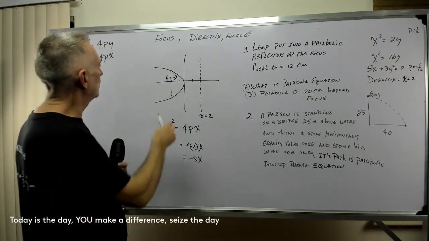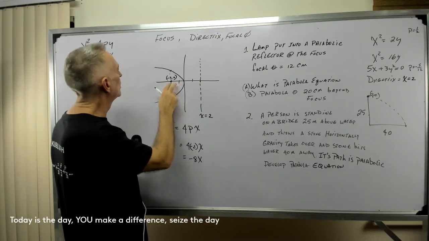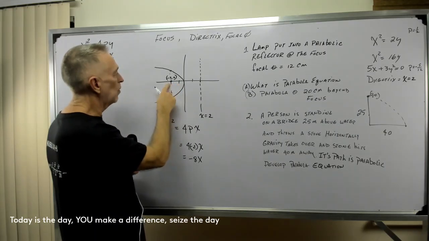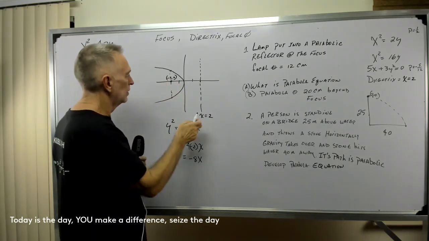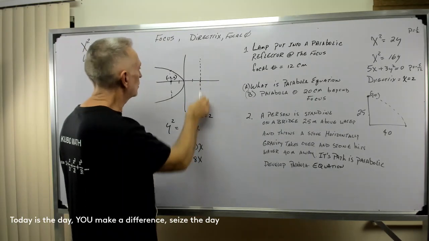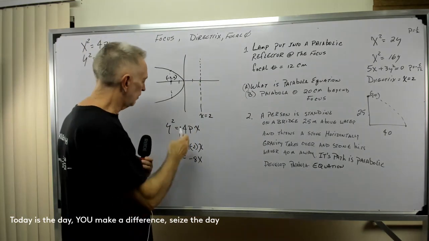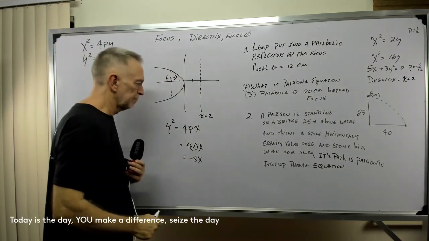Focus at p equals -2. Focus is at the point -2, 0. X equals 2 for the directrix, and then the focal diameter is 8.